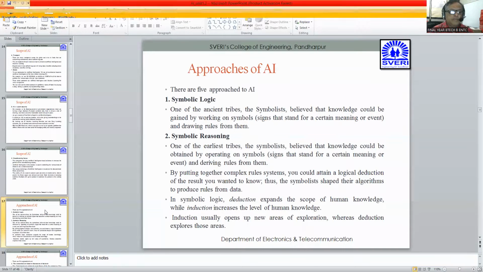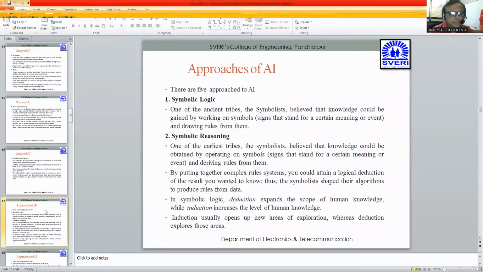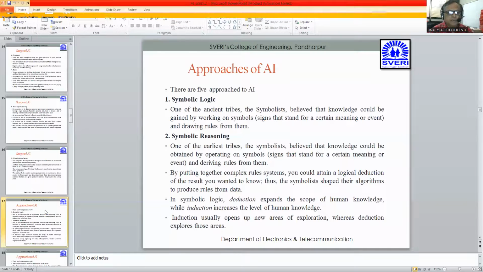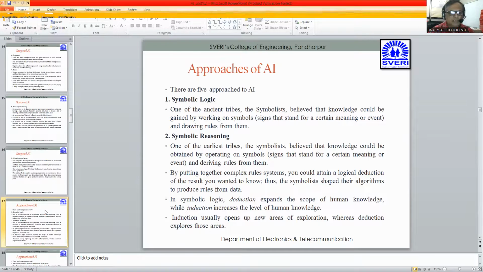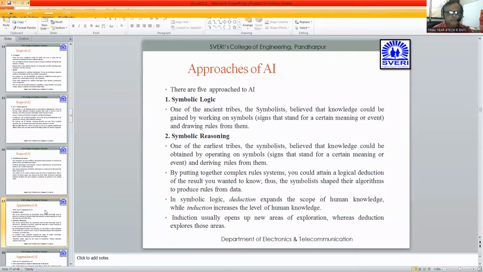Second, taking the same thing into consideration about symbolic logic, how can you apply those symbols for reasoning also? Obviously reasoning is a part of logic, so the first two are on the same platform. Symbolic reasoning is nothing but the symbolists' belief that knowledge is obtained by operating on symbols and deriving rules from them. By putting together a complex rule system, you can attain a logical deduction of the result you wanted to know.